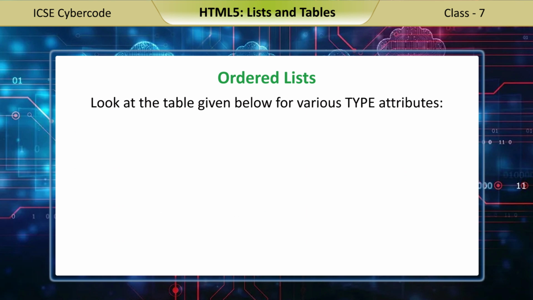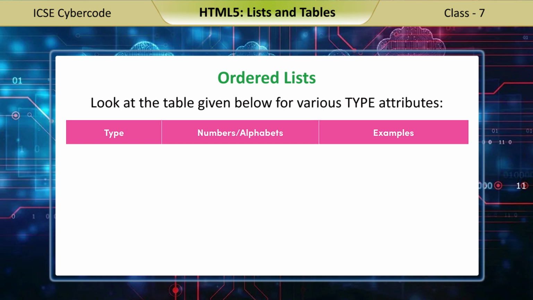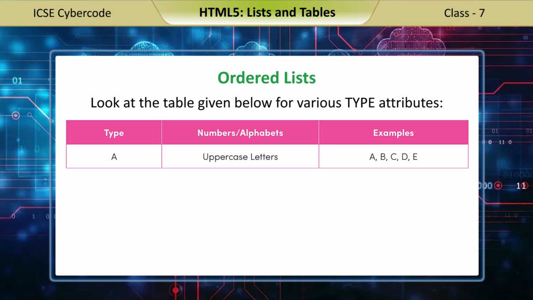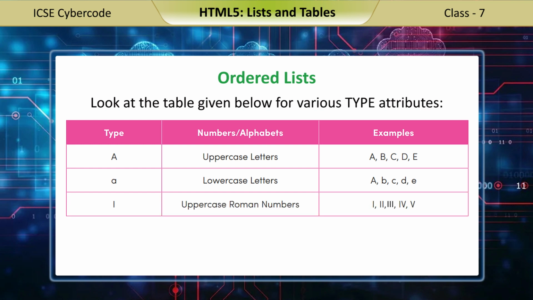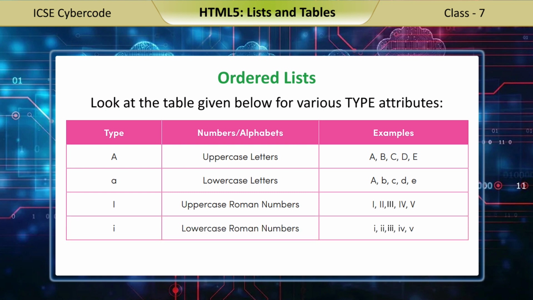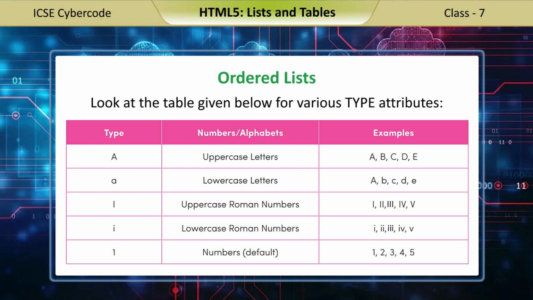Look at the table given below for various type attributes. Type, numbers or alphabets, examples. A: uppercase letters A, B, C, D, E. a: lowercase letters a, b, c, d, e. I: uppercase Roman numbers, first, second, third, fourth, fifth. i: lowercase Roman numbers, first, second, third, fourth, fifth. 1: numbers, default, 1, 2, 3, 4, 5.